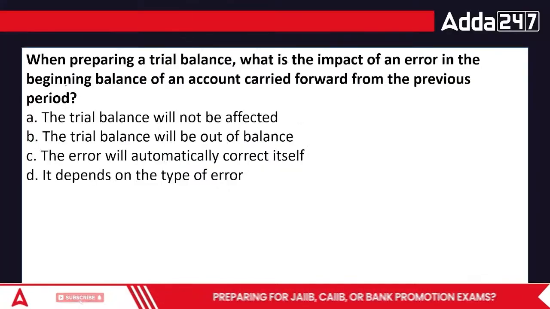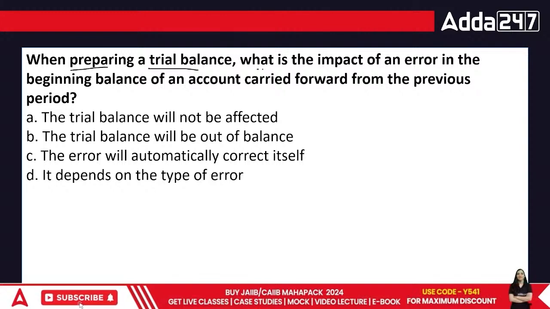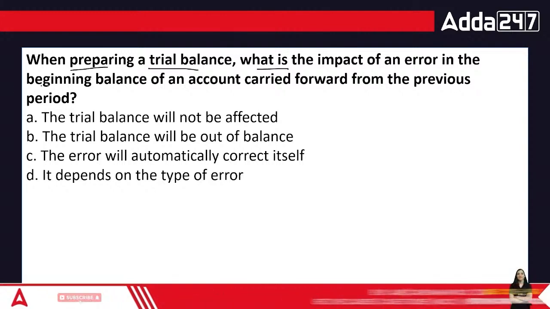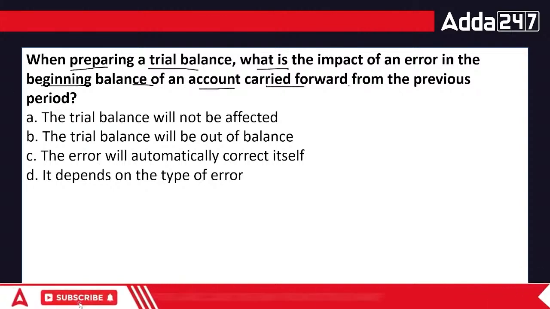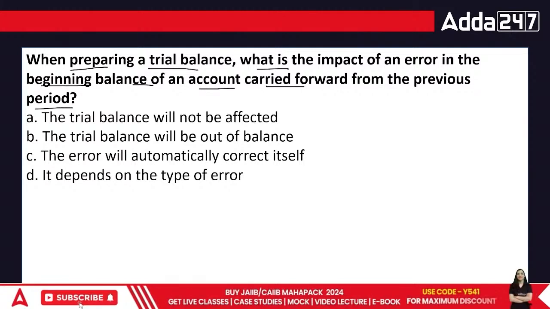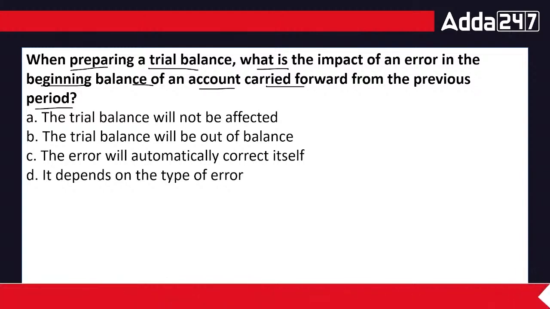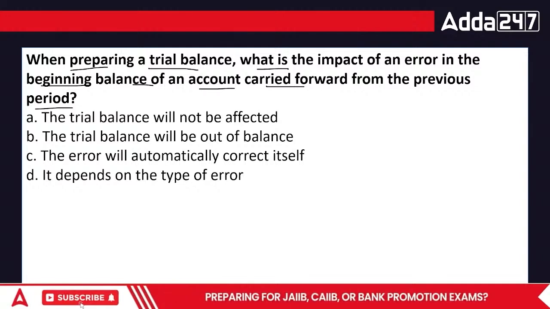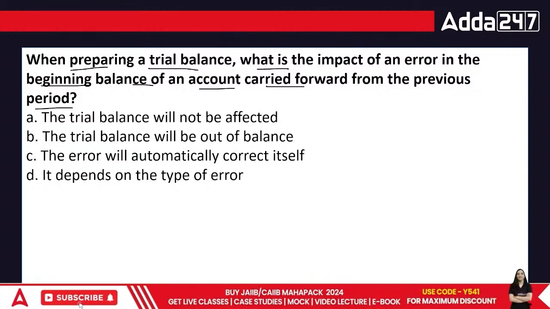Okay. Next point. When preparing a trial balance, what is the impact of an error in the beginning balance of the account carried forward from the previous period? Meaning, there is an error that happened in the last year. If there's an error that has happened in the last year, what should I do about it, everyone? How do I come out of the scenario?